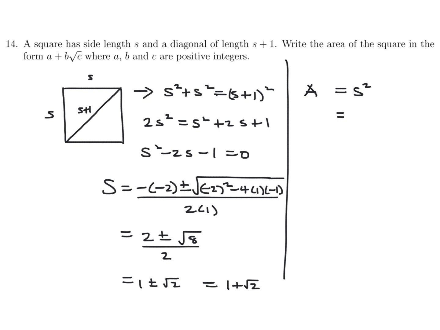Okay, now that I have my value for s, I can put it in here. So 1 plus root 2 all squared. And when you do the expansion and collect like terms, you get 3 plus 2 root 2. And that is in the form a plus b root c.